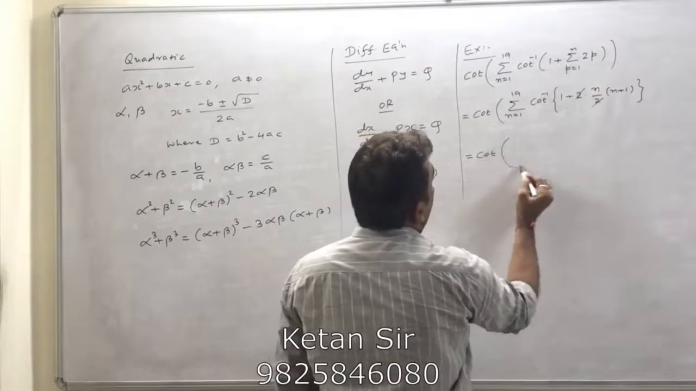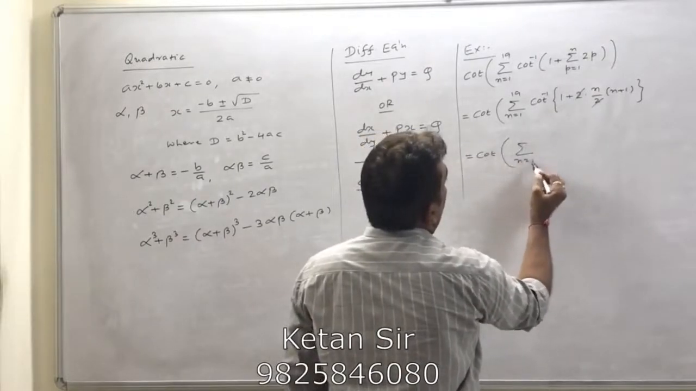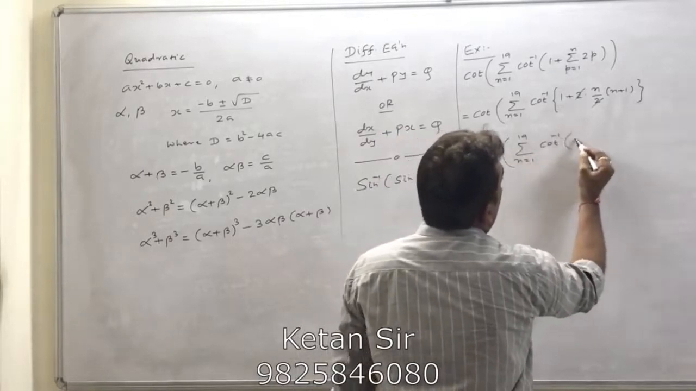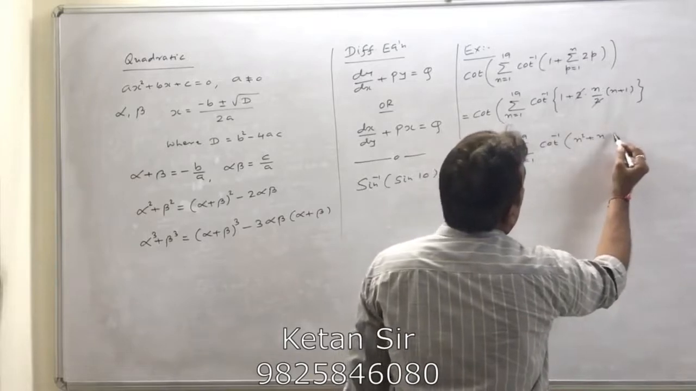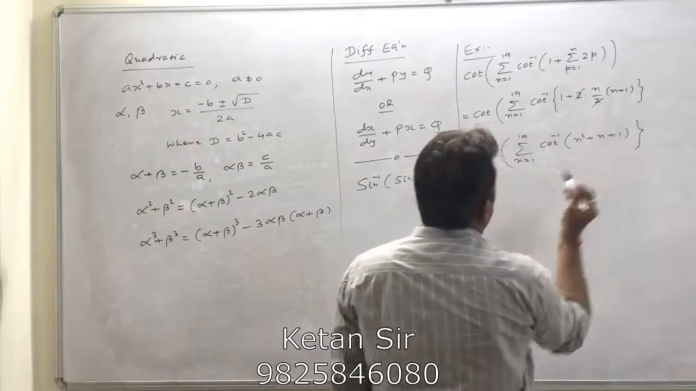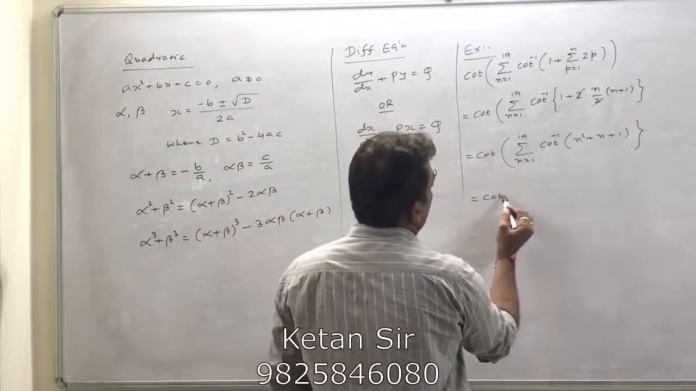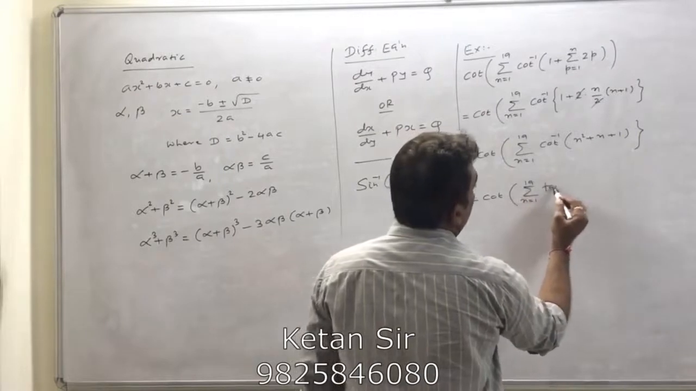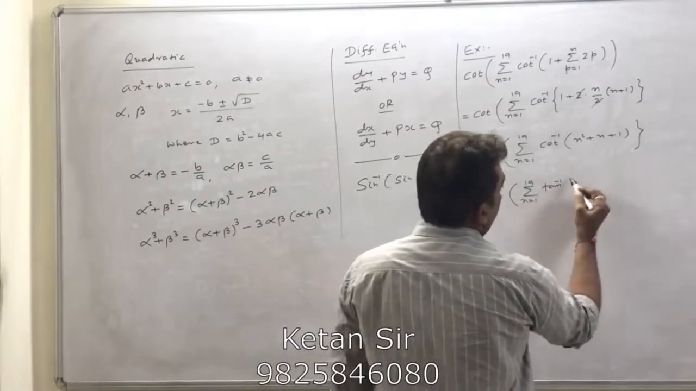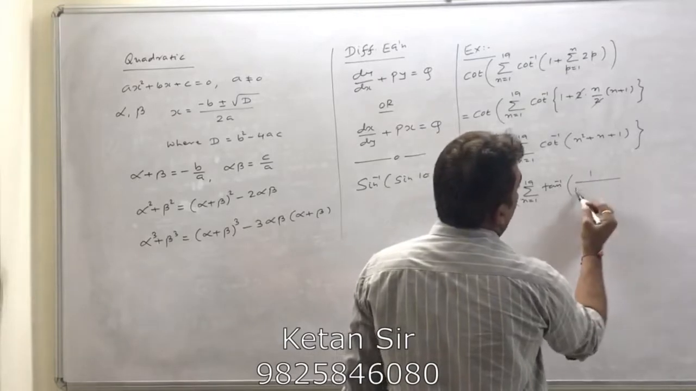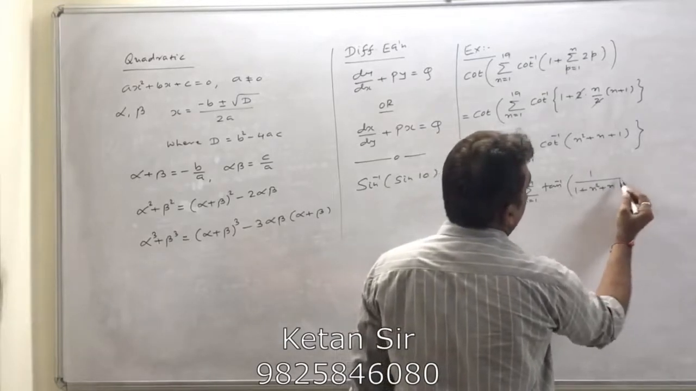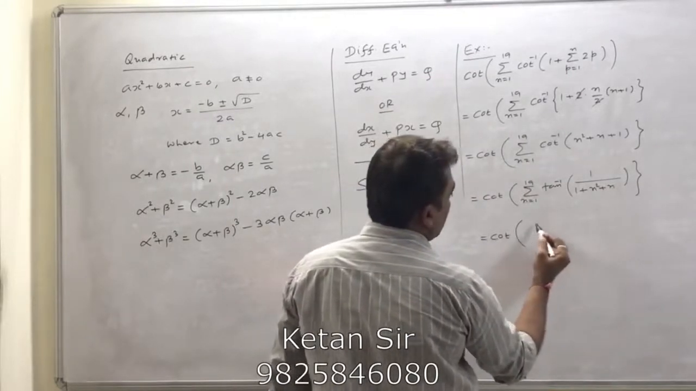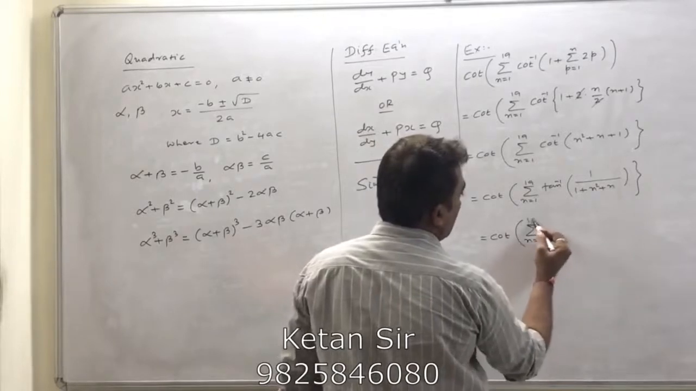This is cot of sigma n equal to 1 to 19 cot inverse of n square plus n plus 1. It is cot of sigma n equal to 1 to 19 tan inverse, write it as 1 upon 1 plus n square plus n. It is cot of sigma n equal to 1 to 19.